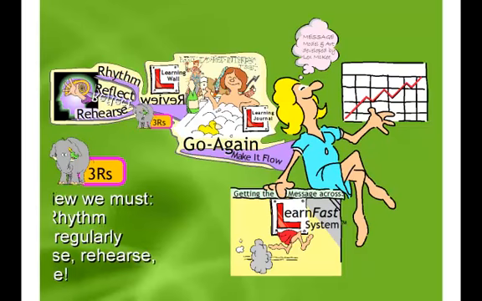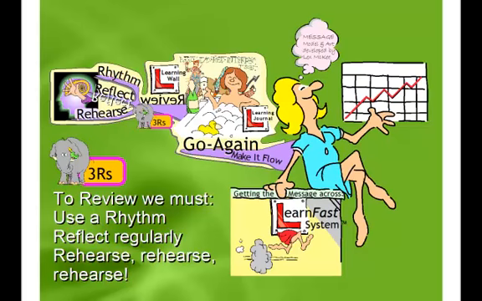To review, we must use a rhythm over time. So we review over a period of 3 months. You review after a day, after a week, after a month, after 3 months. And that helps you get it into your long-term memory. But also we must reflect regularly. What does this mean for me? How is it relevant for me? And if you rehearse, rehearse, rehearse, suddenly it will flow. You will find yourself using your learning without having to think about it.